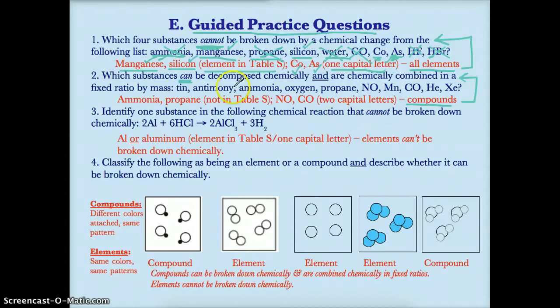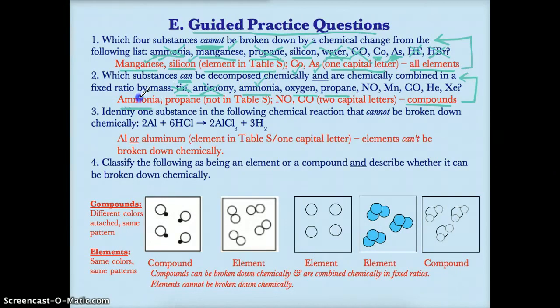How we know something's a compound in terms of the chemical name is if it's a chemical name not listed on Table S. So let's go through each one of these chemical names and find out whether they're listed on Table S. Tin is listed on Table S, so that makes it an element, not a compound. So tin doesn't work. It's not a compound. Antimony is also listed on Table S, so it's an element, not a compound. Ammonia, however, is not listed on Table S, and it's a chemical name, so it is a compound.